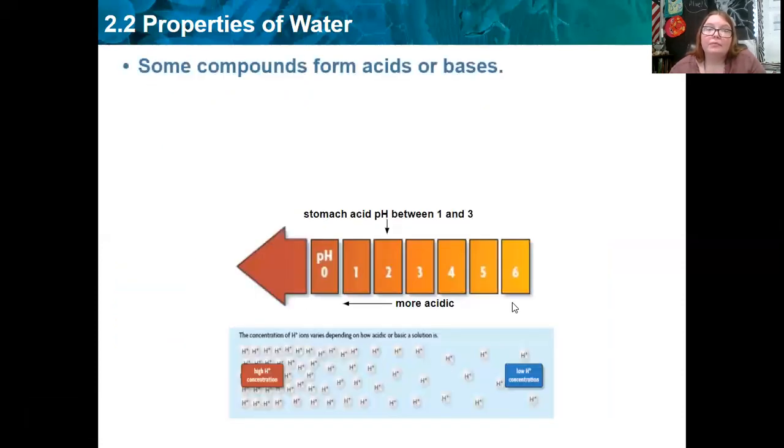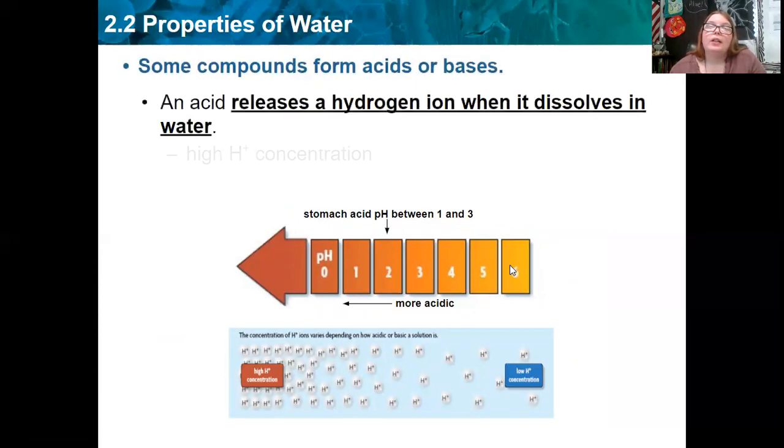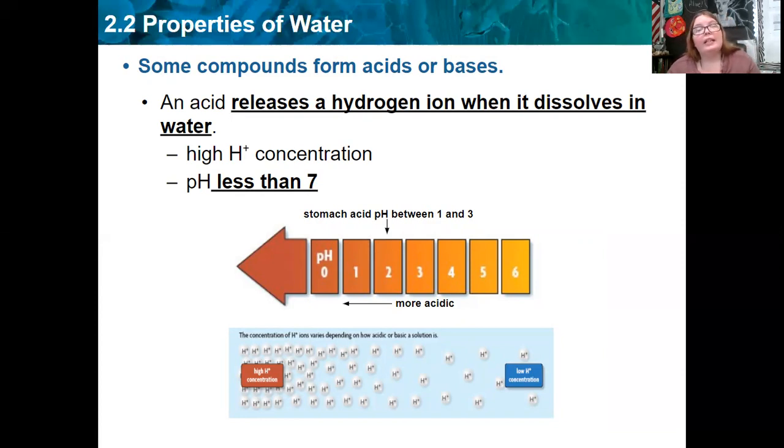Okay. One other thing we need to talk about today is pH. Okay, we talk about acids and bases. So an acid releases hydrogen when it dissolves in water. So it has a high hydrogen concentration and it's any pH less than 7. I promise you, you're gonna have to know a little bit about this on your test. So less than 7 is an acid.